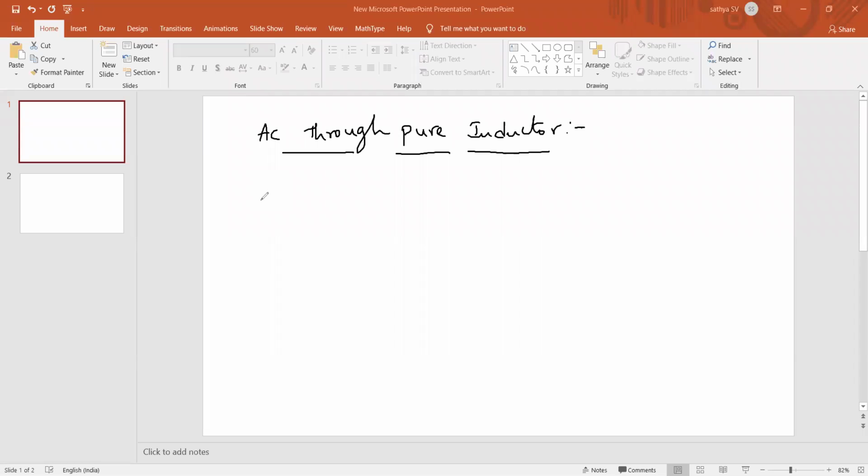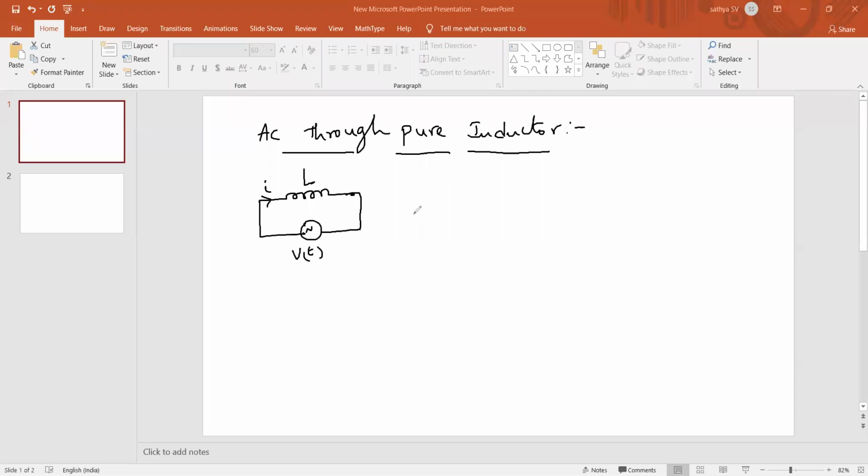What is the property of an inductor? Can anyone tell me the property of an inductor quickly? The most important point. It opposes change in flux, or change in current. Right, very good. It will oppose sudden changes of current.